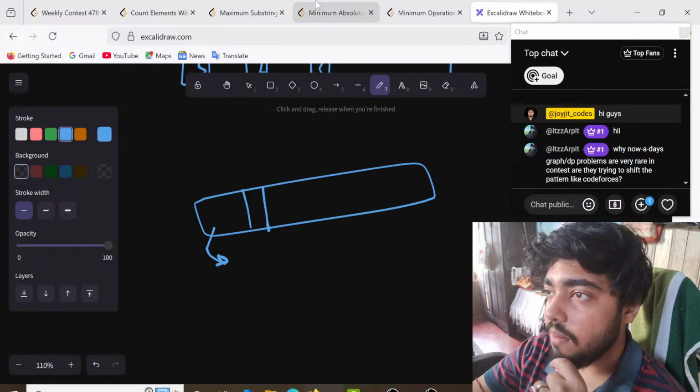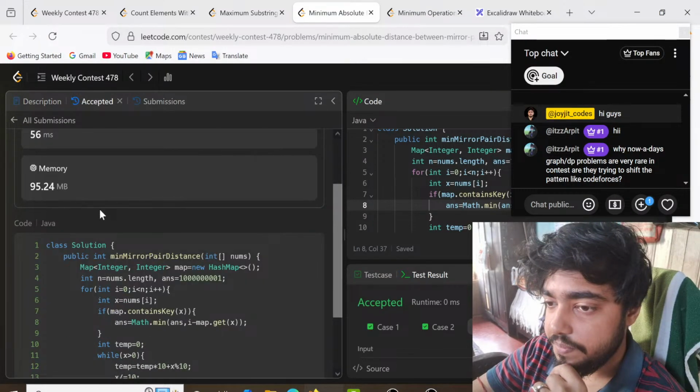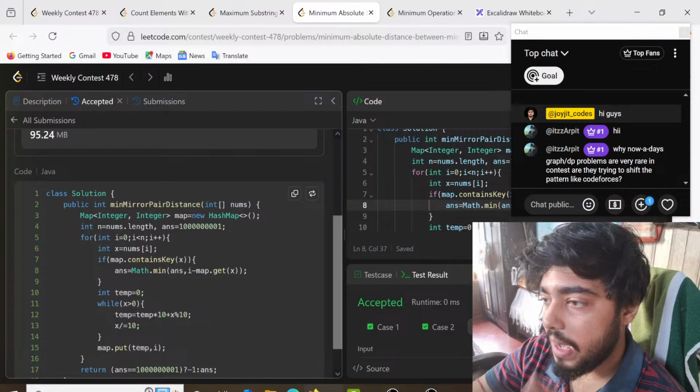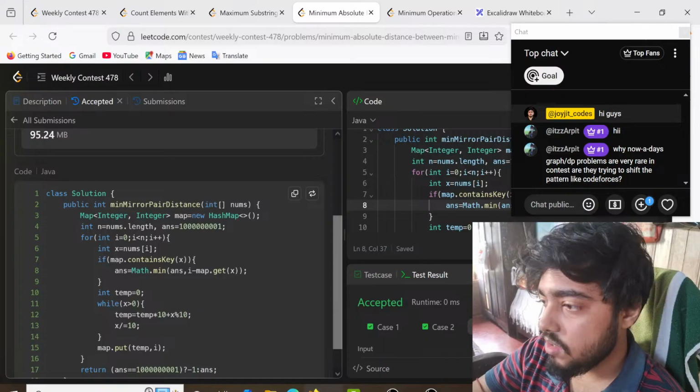I'll let you know what I am trying to convey. But I think this is an easy one. See, I'm taking a map and answer and everything. Then I'm traversing through the whole thing.